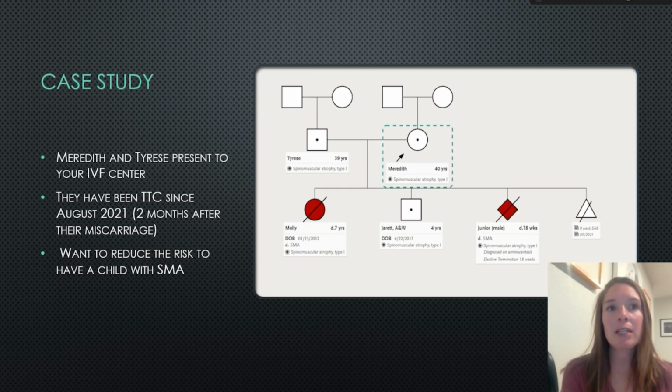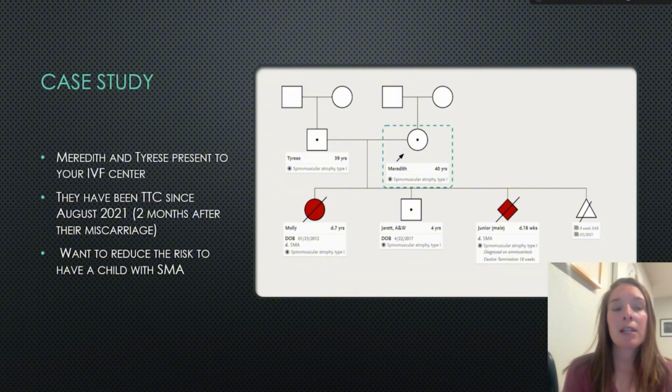They desperately want to have another child to add to their family, and they also want to reduce the risk to have a child with SMA. They tell you that they can't go through that again, and the reason that they're seeking fertility treatment is, one, to reduce the risk of SMA, but also because they have been trying to conceive and they've never struggled for 9+ months to get pregnant, and Meredith suspects it's because of her age.